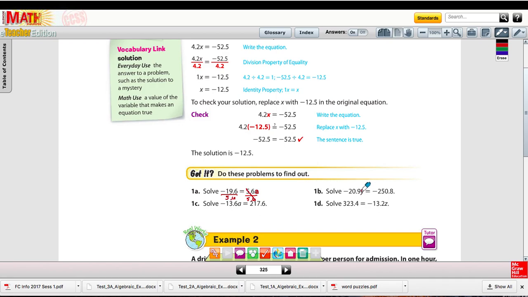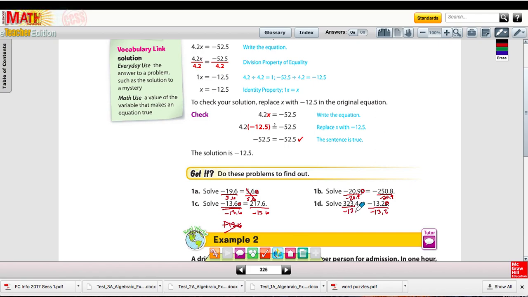For 1b, if you want to isolate the y, you're going to divide both sides by negative 20.9. In 1c, if you want to isolate the a, you're going to divide by negative 13.6. A lot of times kids will put down plus 13.6, and that is not the right answer. What's happening between the negative 13.6 and the a is that it's being multiplied. So the opposite operation, or the inverse operation, would be to divide by negative 13.6.